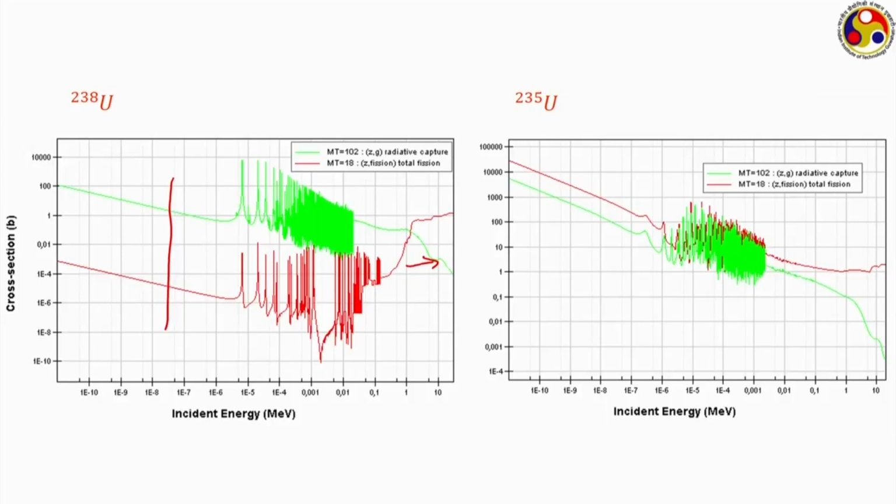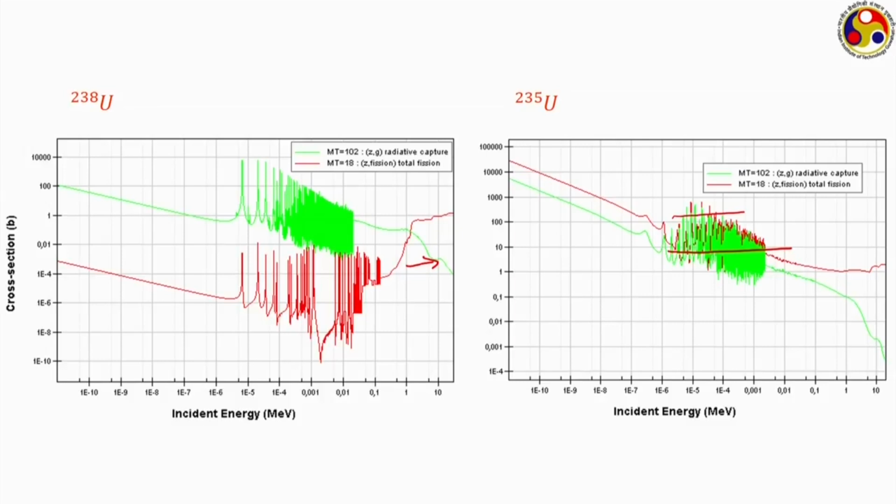So, capture is the most likely phenomenon, but in the case of uranium 235, as we have already seen, the fission line is above. So, the fission cross section is greater than the capture cross section at almost any energy level. And also compare the resonance peaks that we get between the two materials. In the resonance zone, if we take this as the base level, which is approximately 10 barns, then the largest peaks that we get are more or less at this level. So, about 10 to 20 times larger peaks can be obtained.